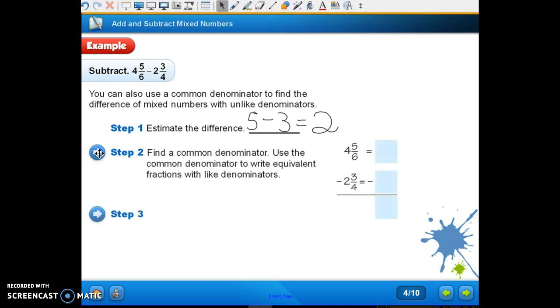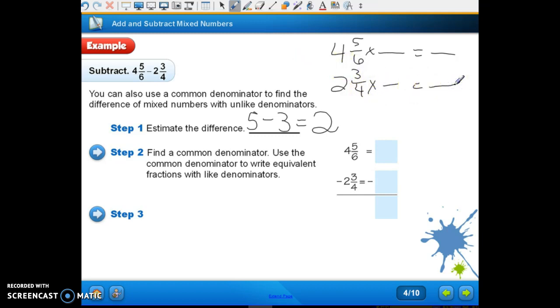Step 2. Find a common denominator. Use the common denominator to write equivalent fractions with like denominators. So if I have 4 and 5/6, and I want to make that something with a common denominator, and I have 2 and 3/4, and I want to make that something with a common denominator.